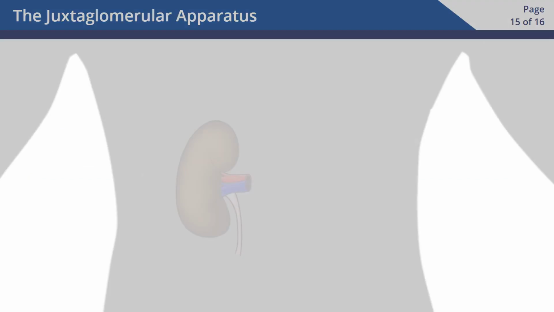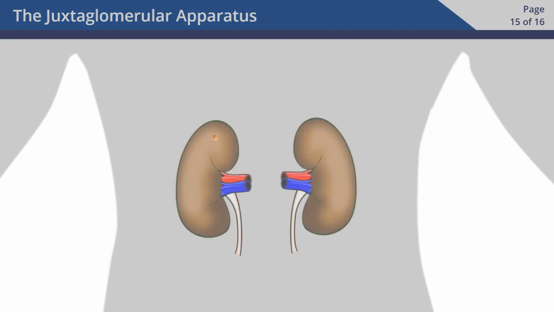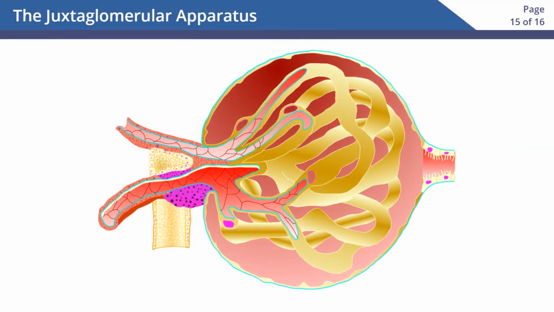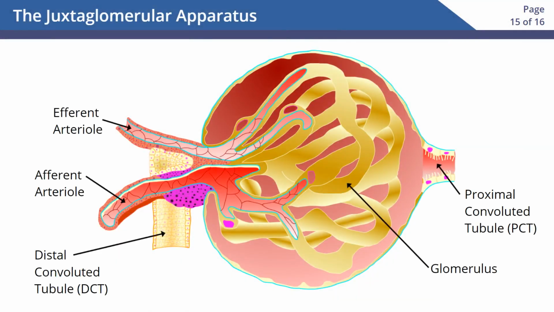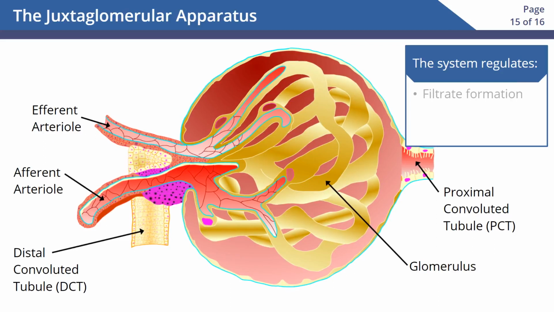In conclusion, the juxtaglomerular (JG) apparatus is a structure in the kidneys. They regulate the function of each nephron. The system as a whole regulates filtrate formation and systemic blood pressure.